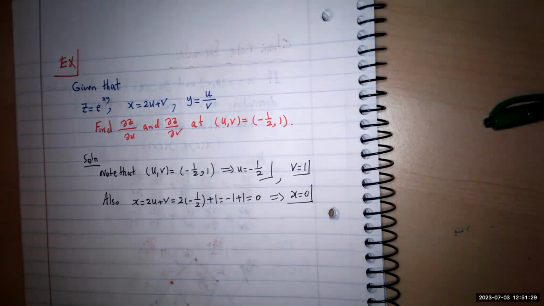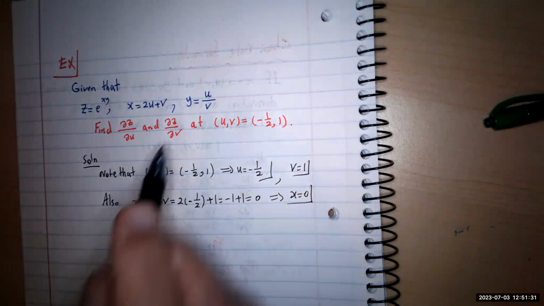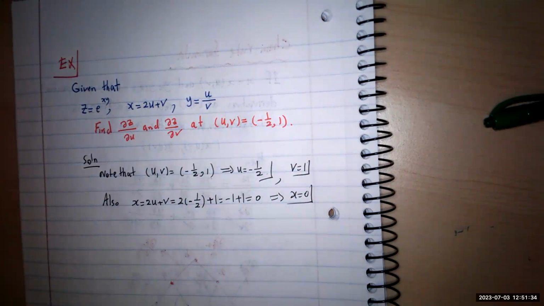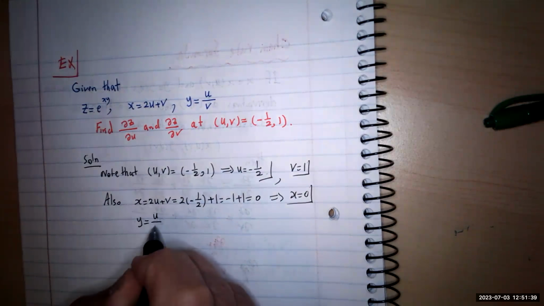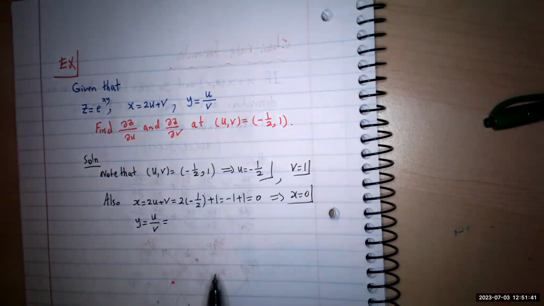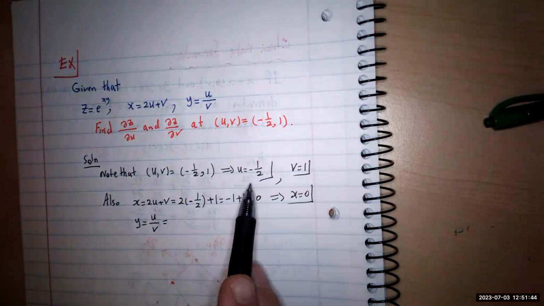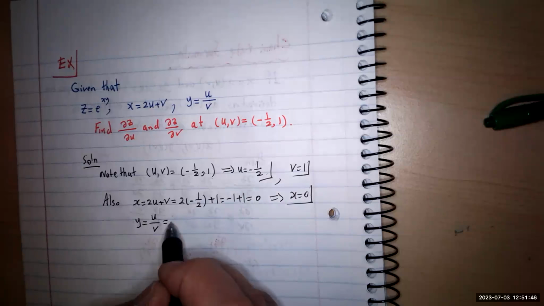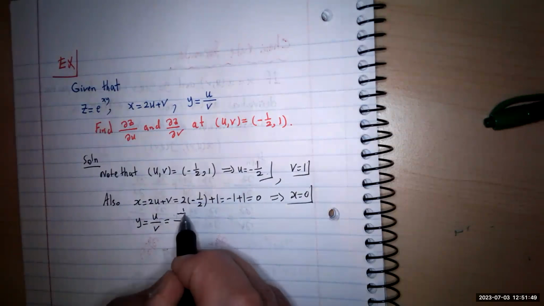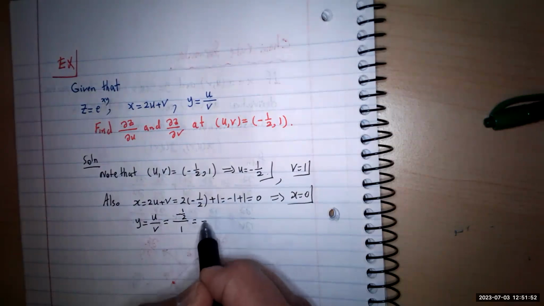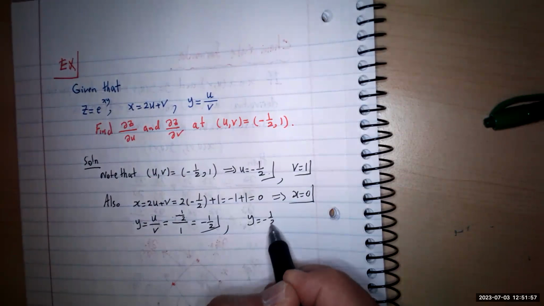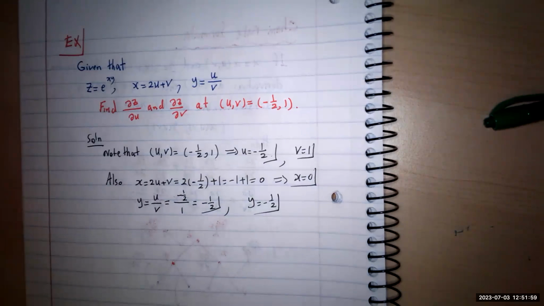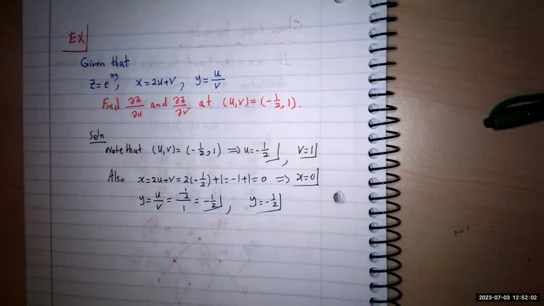Now find y. y is equal to u over v. u is negative 1/2, and the other one, v, is 1. So negative 1/2 over 1 is negative 1/2. So your y is negative 1/2. Keep this one. As soon as you find the numbers, you just substitute and quickly we get the result.